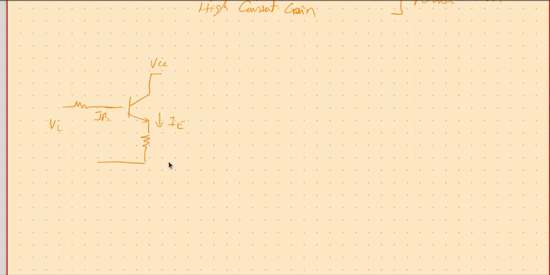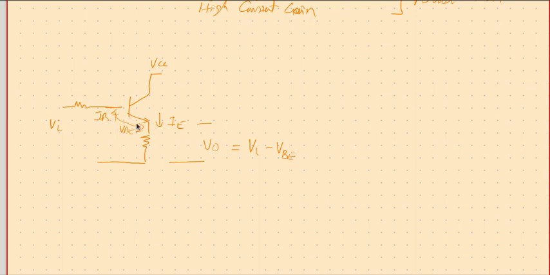RC, will produce output voltage. So we get an output voltage here, and this output voltage is always equal to the input voltage minus VBE.